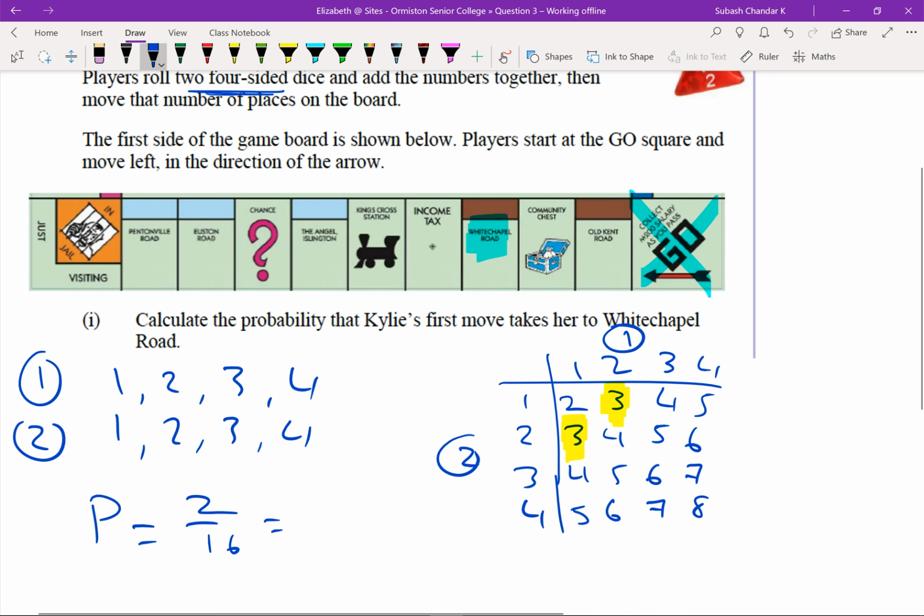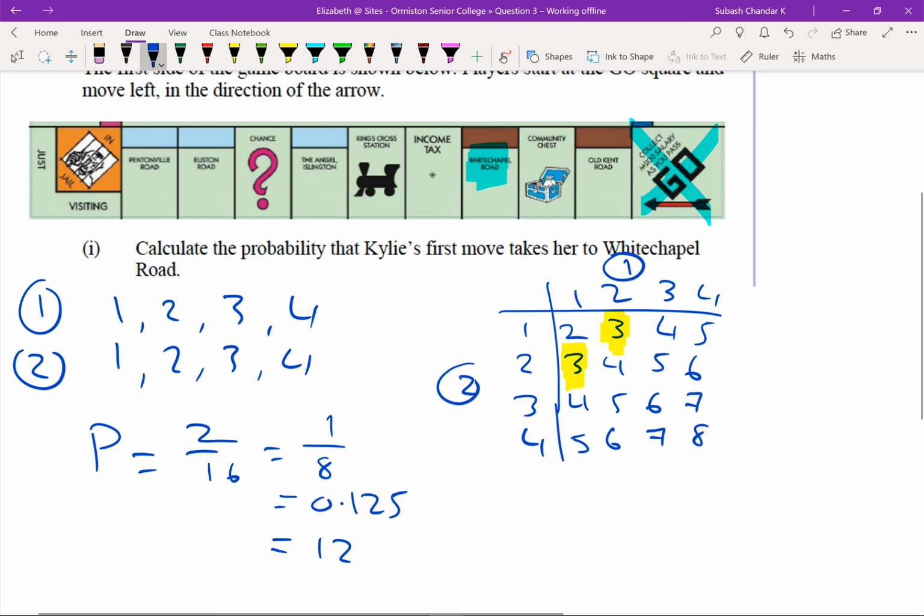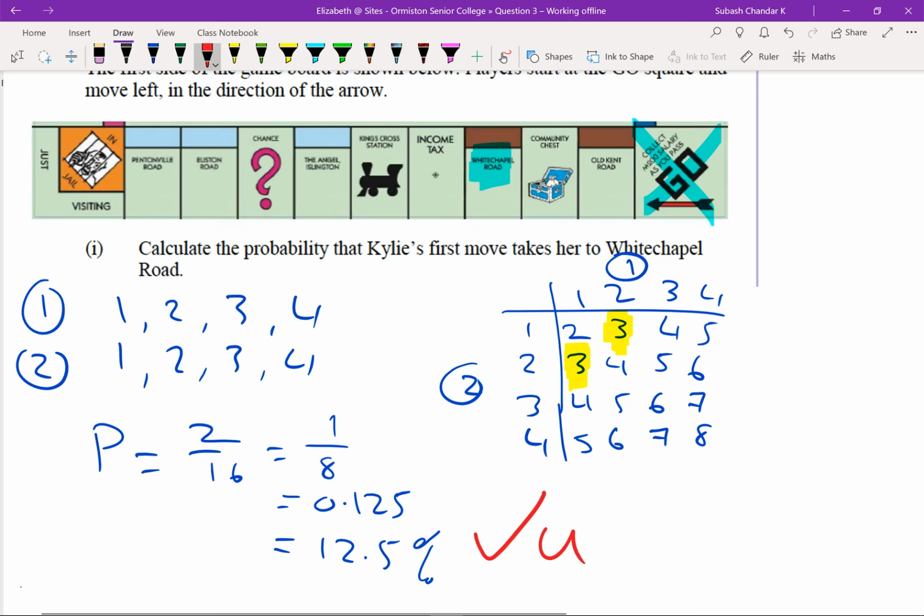That should give you 1 over 8, or you can change it to a decimal if you prefer, 0.125, or if you want to write it as a percentage, 12.5%. Any of those is fine. So which version you prefer is up to you. In fact, I don't even need to see the working, but I do need the answer correct. So that's the first one, and that's just a straightforward question, so that is worth a U. So getting that, there's our U achieved. Okay, let's move on to something a little harder.